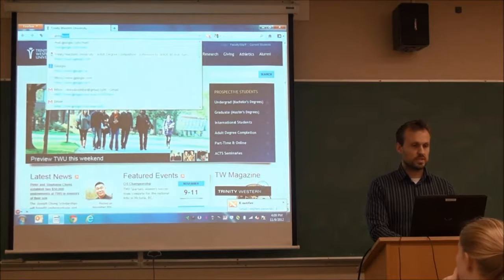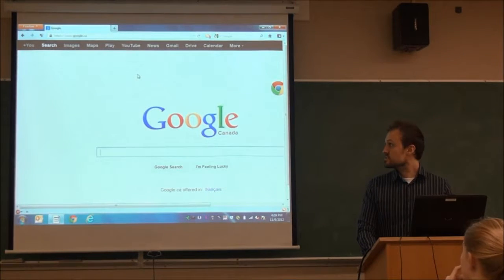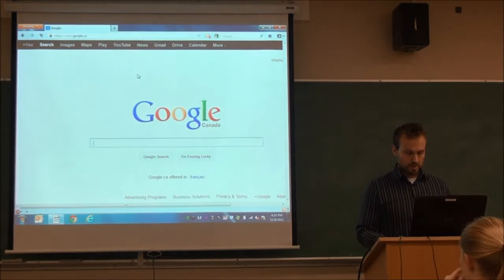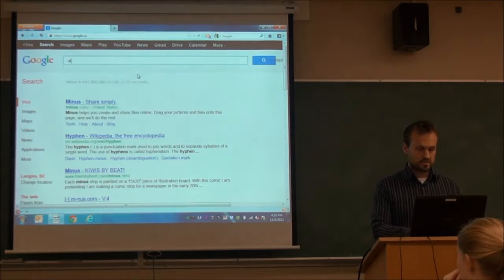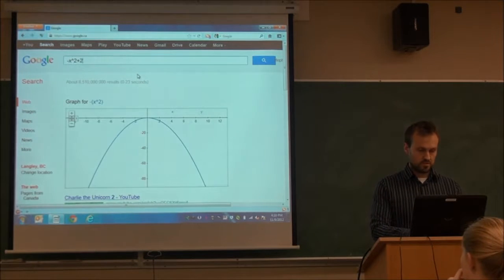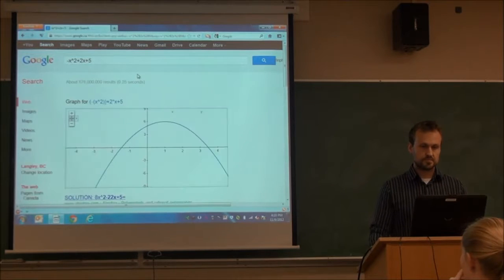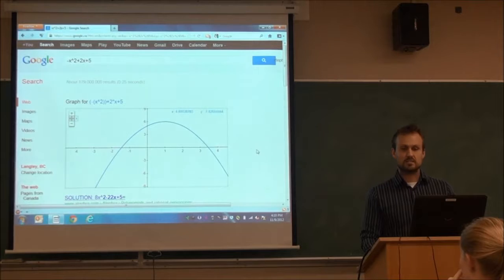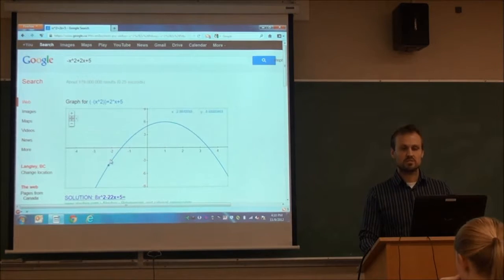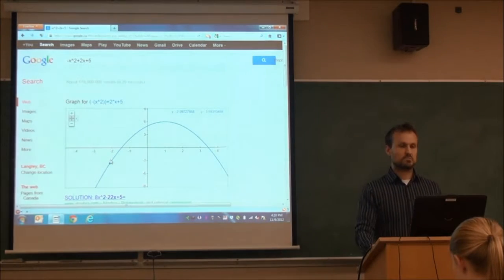So let's go to Google. Google is my friend. Zoom out a little bit. I'm going to type in negative x squared plus 2x plus 5. And it plots it for me right away. If I just want to see what the parabola looks like, it's right there. Google has it built in.